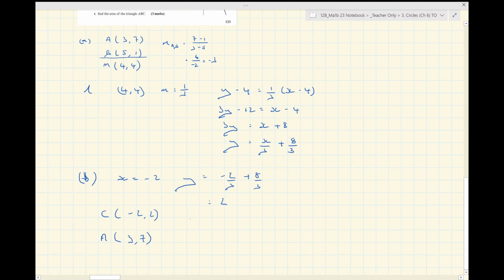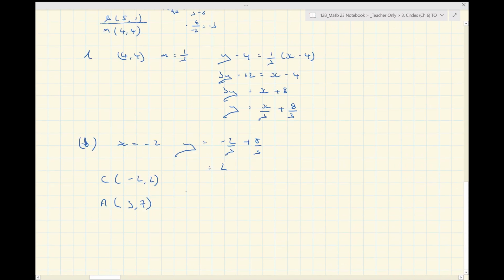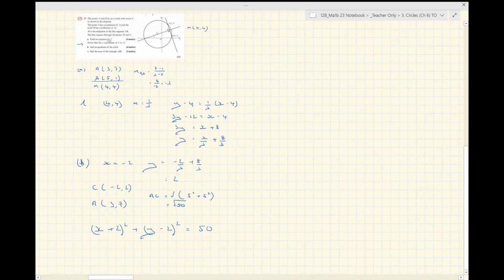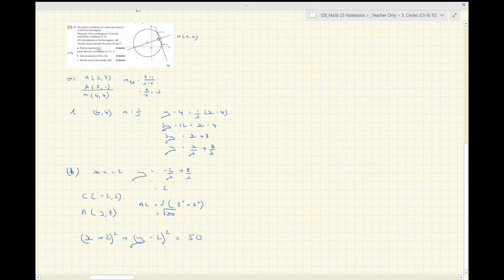Okay, so that means that the distance AC is going to be the square root of 5 squared, the difference between minus 2 and 3, plus 5 squared, the difference between 7 and 2. So AC, the radius of my circle, is the square root of 50. So the equation of my circle is going to be x plus 2 squared, plus y minus 2 squared equals 50. And that is the equation of the circle, which I'm asked for in part B.